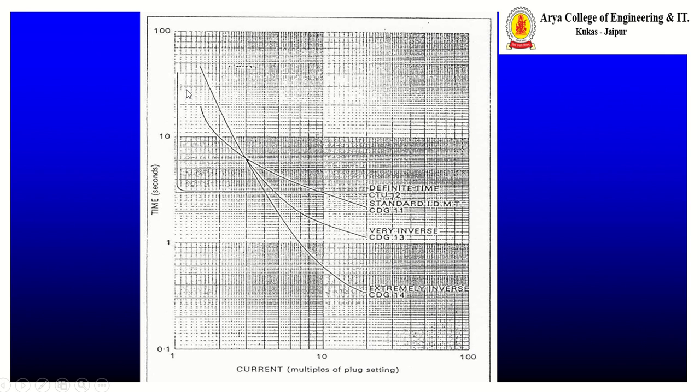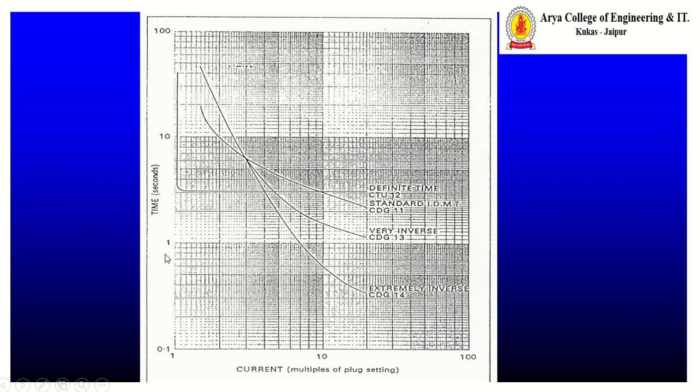For example, this diagram is not so clear, but as we see, this particular line is the actual line, and these are the characteristics. In extremely inverse, as the fault current value is increasing, the time is decreasing, and in a short interval the relay operates. See, this sharp curve shows its extremely inverse characteristics.